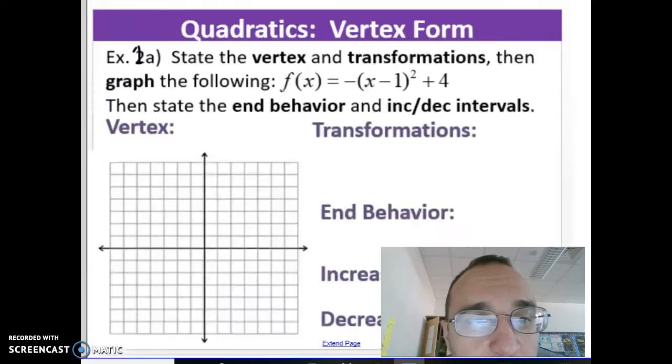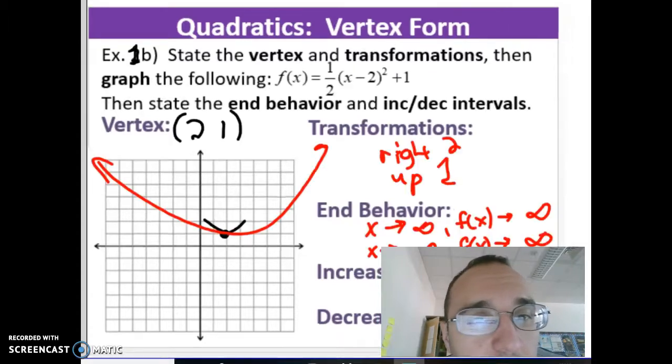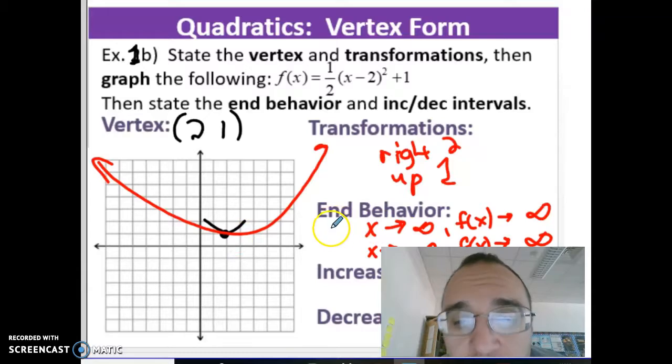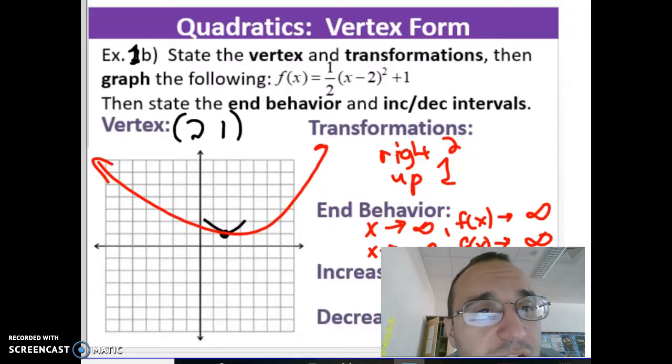We went over all these. We did a couple for homework, and I gave you 6 of these for homework. 1/2, it gets wider because it's a fraction. This a next to the number in the front is less than 1. You're going to have to do the transformation, say it goes to the right 2, up 1. And that's it. That's all we added was vertex and talking about it in words.